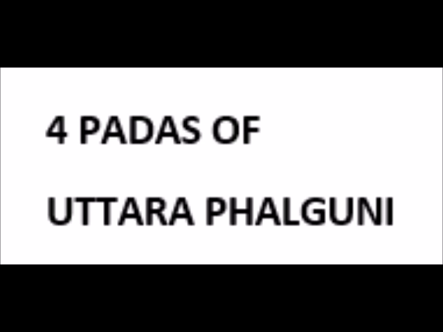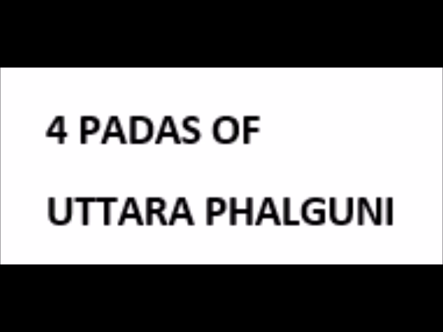And today we'll be talking about the 4 padas, or the 4 divisions of Uttara Phalguni nakshatra. As we all know, every nakshatra which spans a distance of 13 degrees and 20 minutes in the zodiac is further subdivided into 4 equal divisions, which are called 4 padas. They're actually navamshas, because a navamsha is 9 equal divisions of a zodiac sign of 30 degrees. So this division also spans a distance of 3 degrees and 20 minutes each.